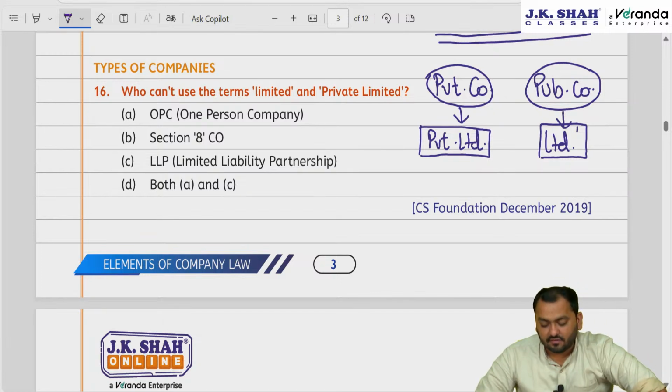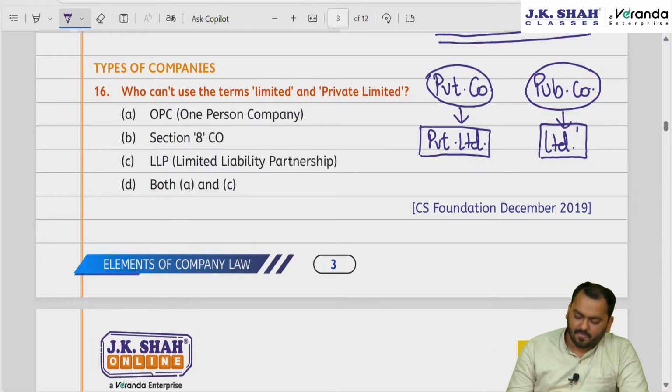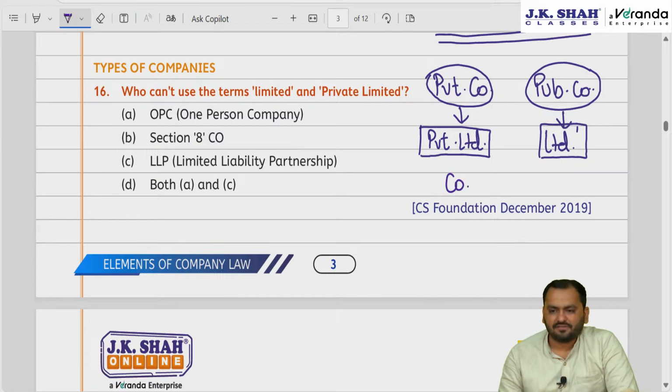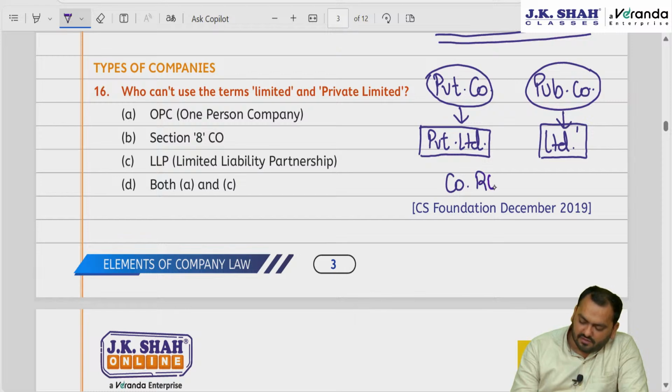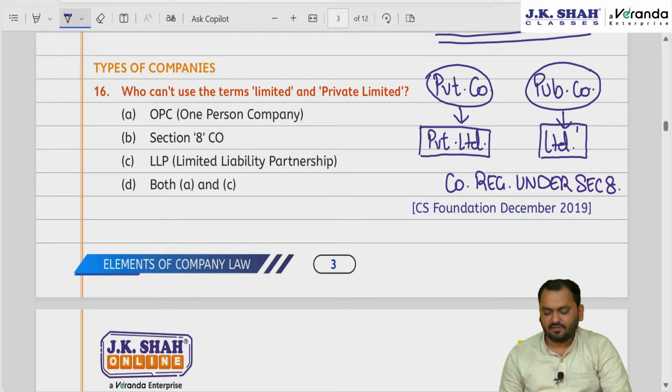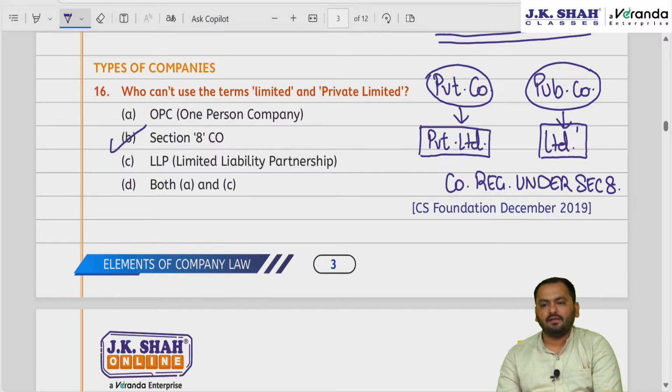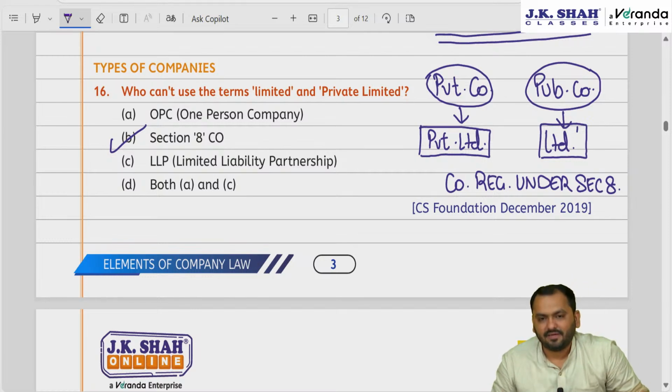But you know, friends, there is a company where no such words are used at the end of its name, right? So what is it? Obviously that is a company having a charitable object, a company which is registered under section 8, that is an NPO. So I hope you got the answer. The answer is option B, that is a section 8 company.